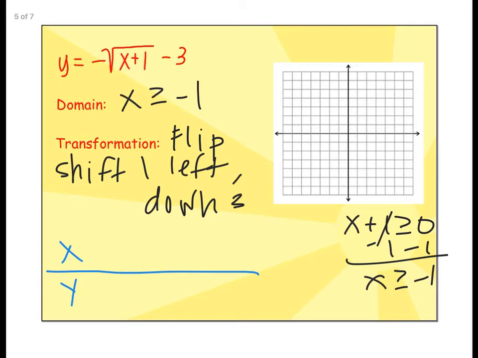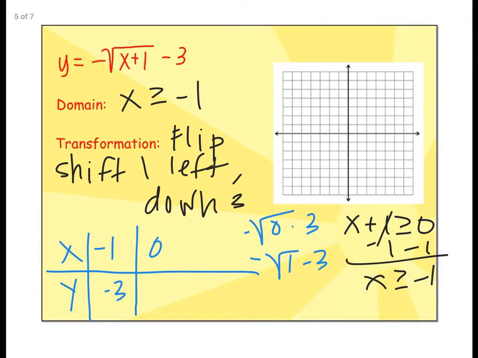Again, once you guys do a bunch of these, you're going to see a pattern of what the graph looks like. You maybe need the table, you maybe don't. I'm going to start at negative 1. If I plug that in, I get negative square root of 0 minus 3. So that gives me just 0 minus 3, which is negative 3. I'm actually going to plug in 0 next, so that gives me negative square root of 1 minus 3. The square root of 1 is 1. Then I apply the negative, so I end up with negative 1 minus 3, which is negative 4.